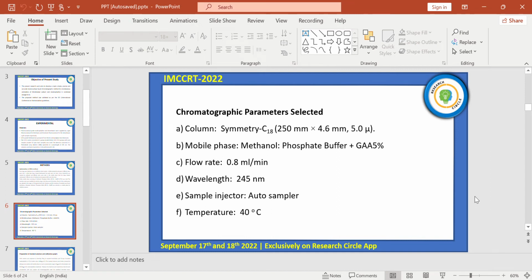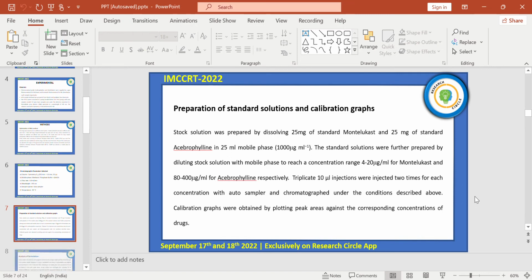These are the chromatographic parameters selected. The column selected was Symmetry C-18, mobile phase a mixture of methanol, phosphate buffer and 5% glacial acetic acid. Flow rate was 0.8 ml per minute, wavelength 245 nanometer and temperature 40 degrees centigrade.